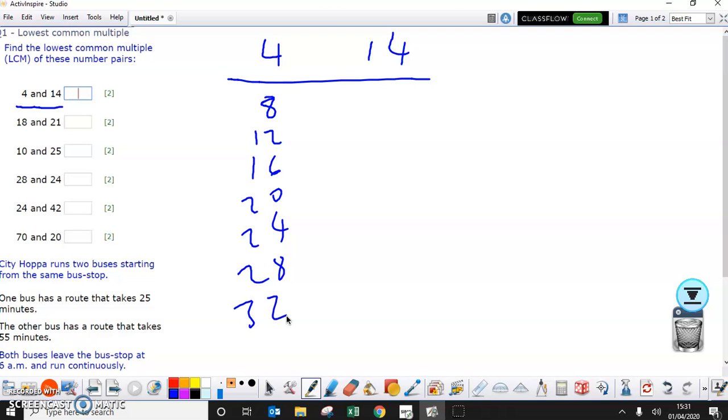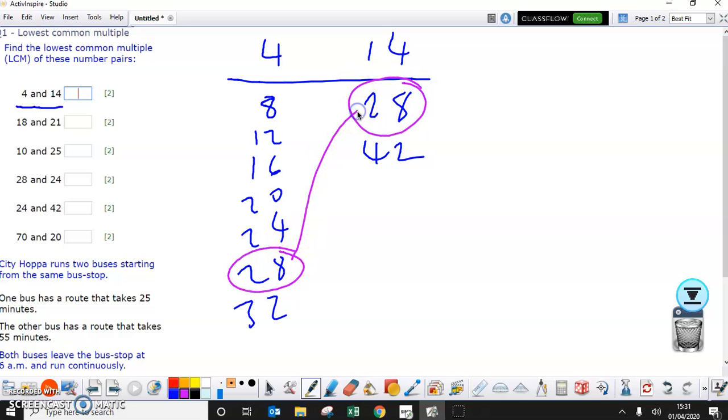Doing a 14 times table, 1 14 is 14, 2 is 28, 3 is 42, but I don't need to go any further because you can see we've got 28 and 28. It's the first time that 28, the same number, is in each of the times tables. So 28 is my lowest common multiple. It's the first time that any number is the same in both times tables.